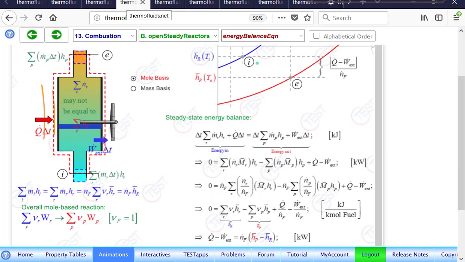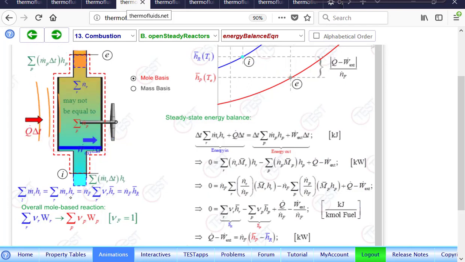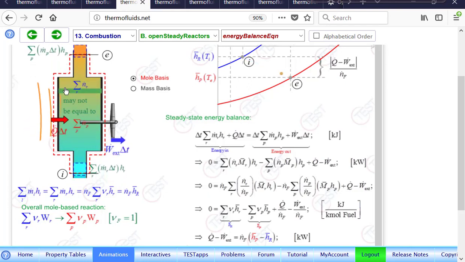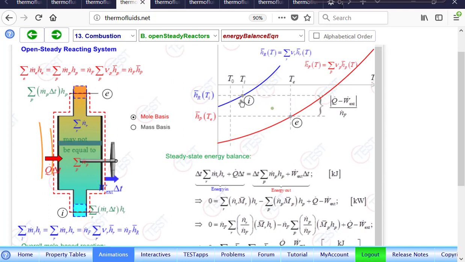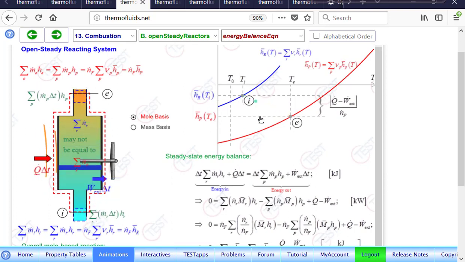Here, in this animation, the energy equation is shown for a steady state reactor. In an HT diagram, you can see the inlet state and exit state of the reactant. This is a premixed case, obviously.